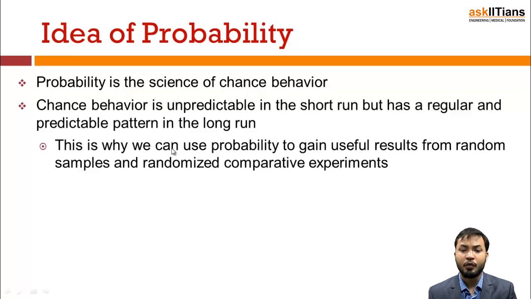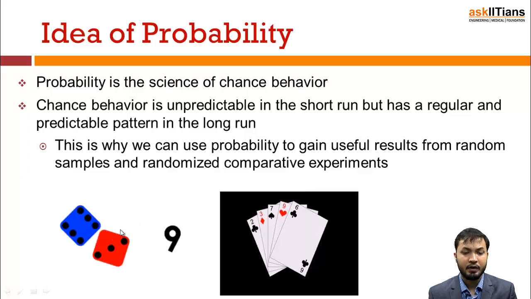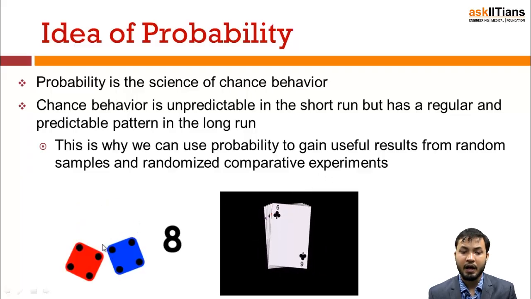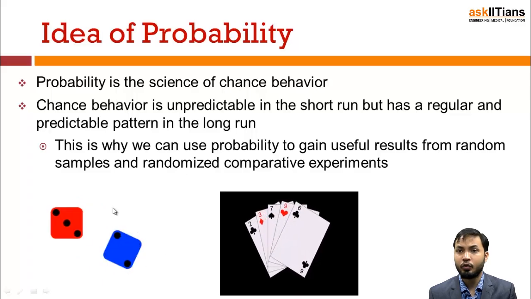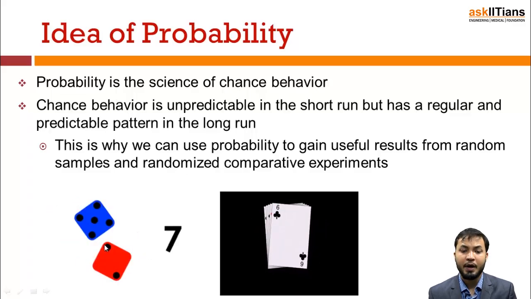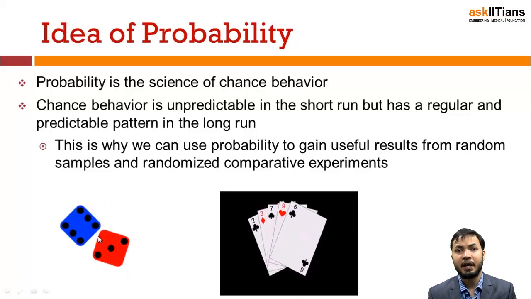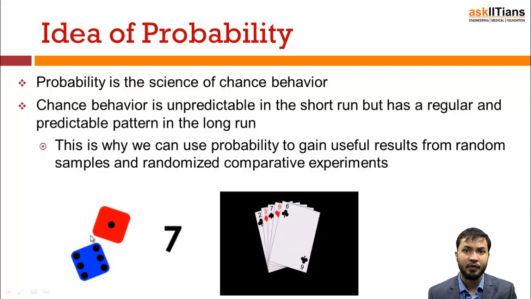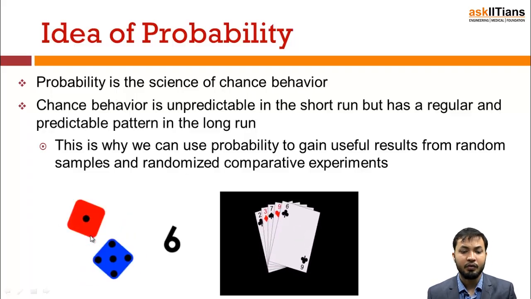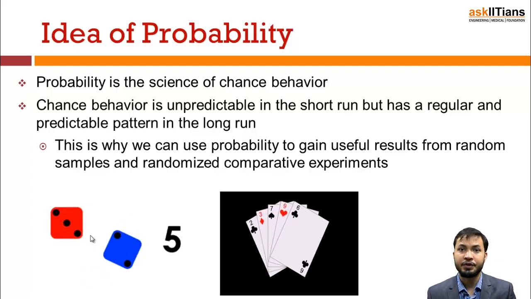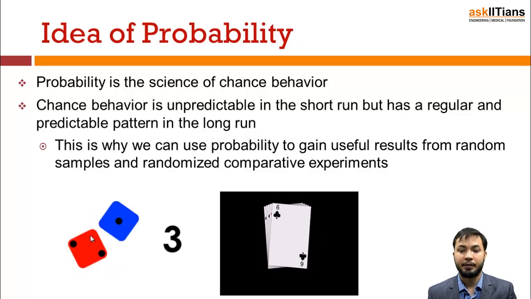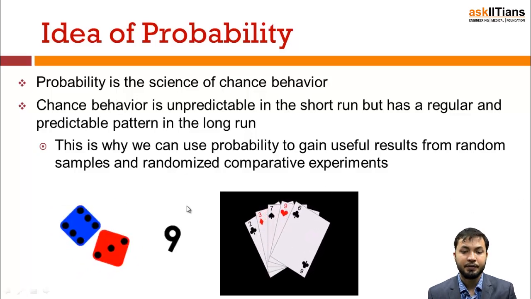This is why we use probability to gain useful results from random samples and randomized comparative experiments. Similarly, when we roll a die, we don't know for sure what will happen. But when we roll the die n number of times, over a period of 100 events, we will understand the frequency of a particular number coming. The same is true with cards.